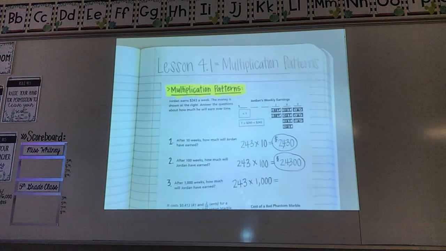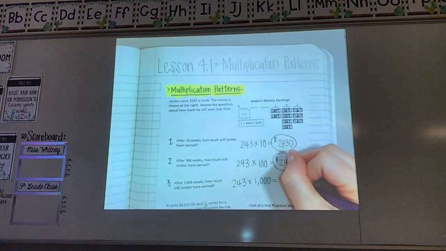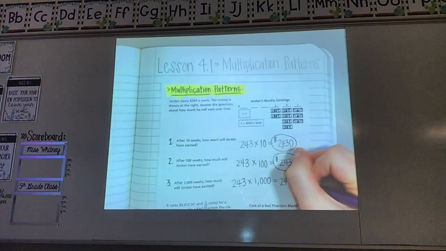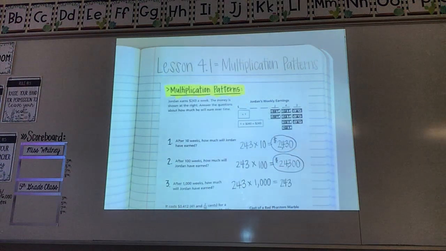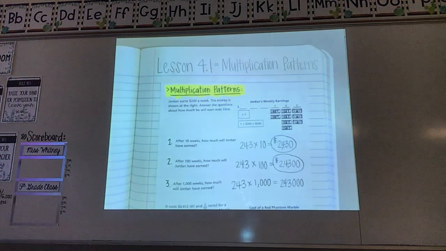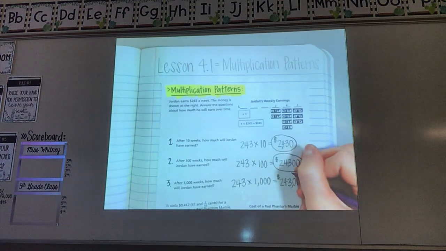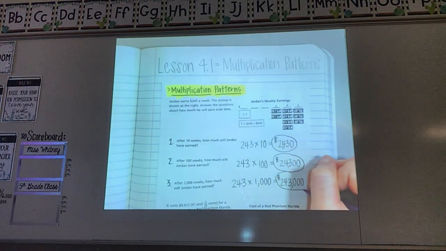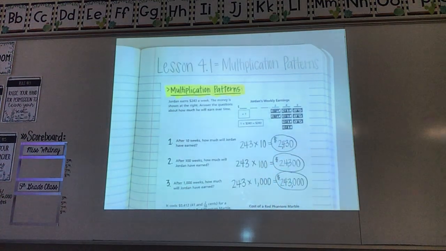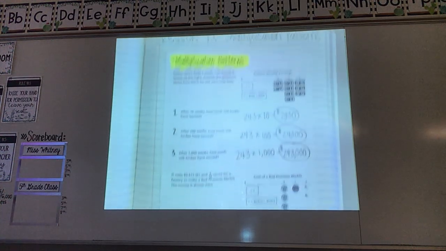Use that trick, cover up all those zeros at the back. 243 times 1 is just 243. And how many zeros do I need to add in this time? 3 of them. Whoa. Where would my comma go? Behind the 3. So $243,000 in 1,000 weeks. That's quite a bit of money. I would take that. Alrighty, good work. Let's move down here.